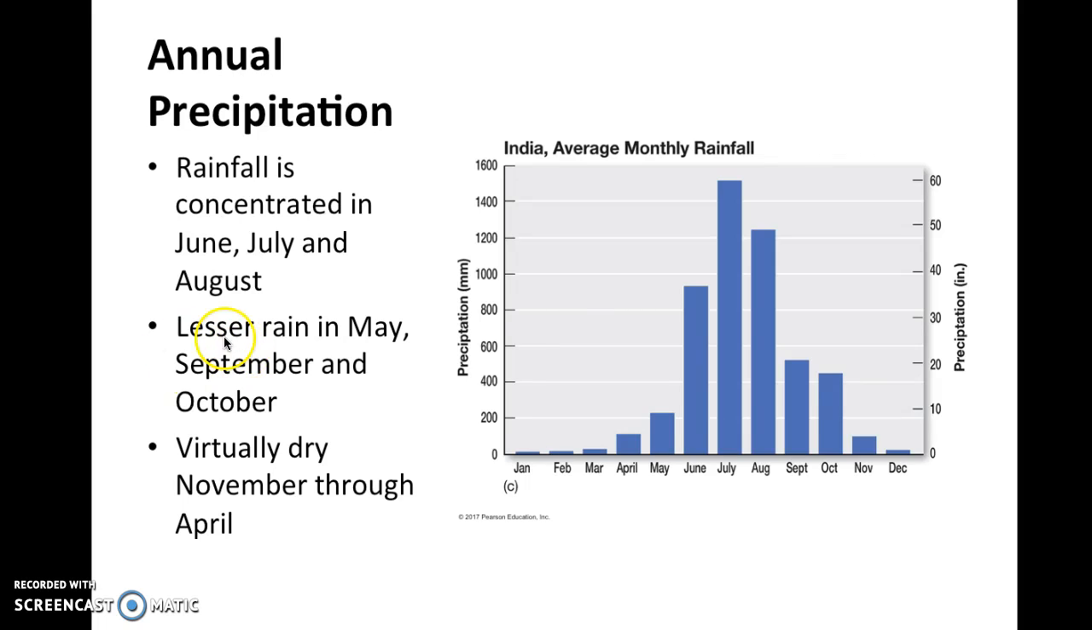Now you have lesser rain in May, September, and October, and it's virtually dry November through April. See, November, not much rain. I mean, it would be wet in California, 4 or 5 inches, but not really much for India compared to here. And December, January, February, and March, virtually no rain. It's much like our summer is here.